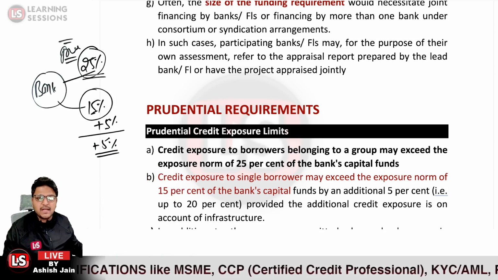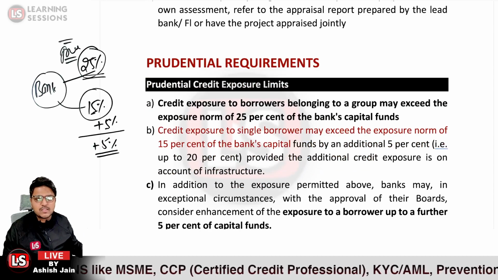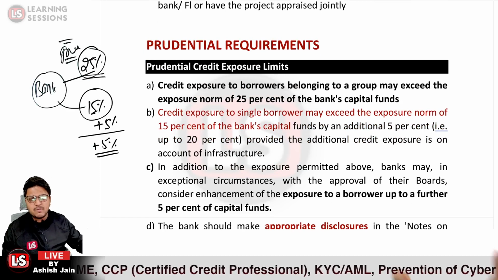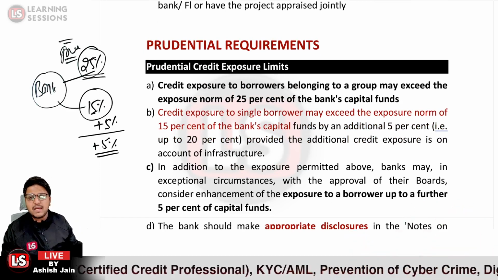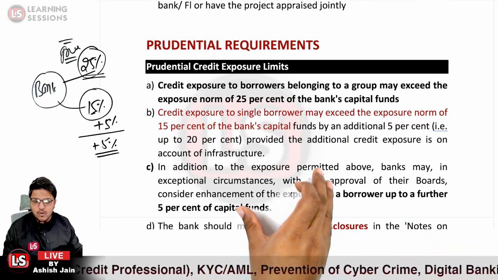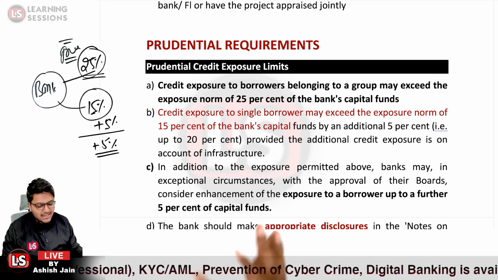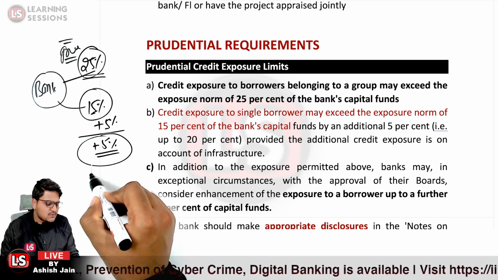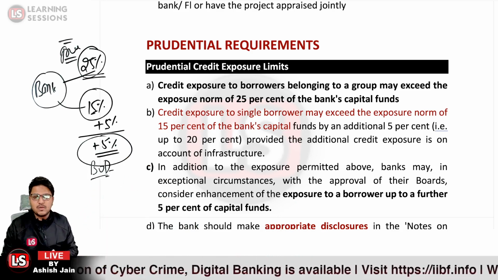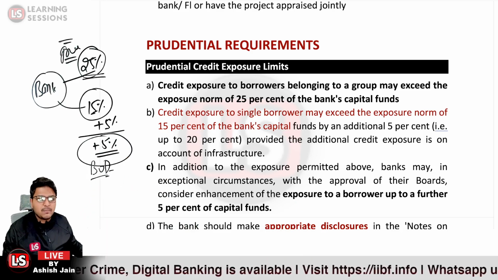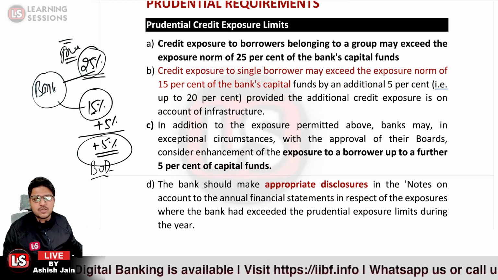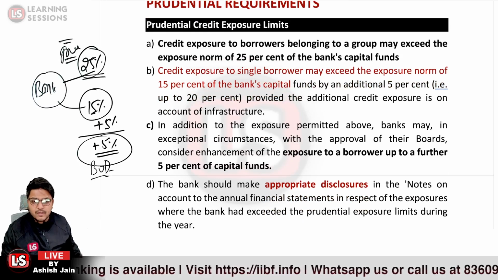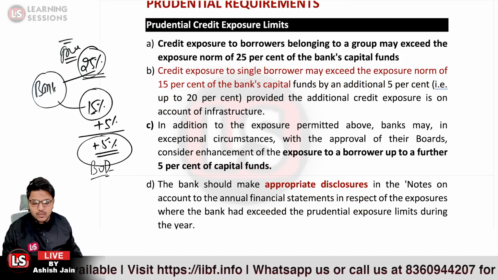And further, in addition to the exposures permitted above, banks may have exceptional circumstances. I have already guided you that in that case 5% extra exposure can be there if the approval is from the board of directors. Further, banks should make appropriate disclosures related to the different exposures.